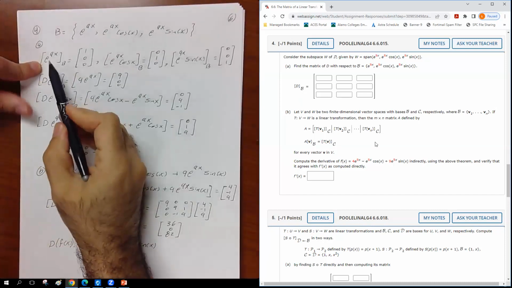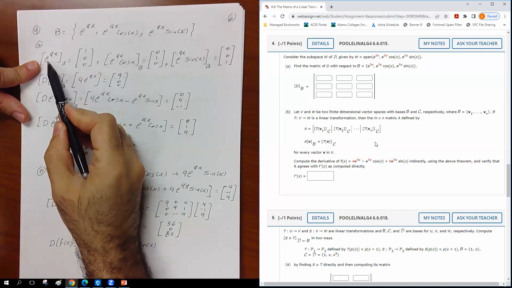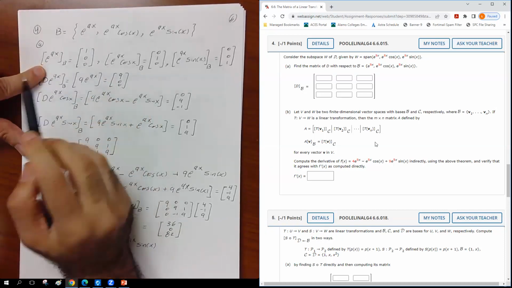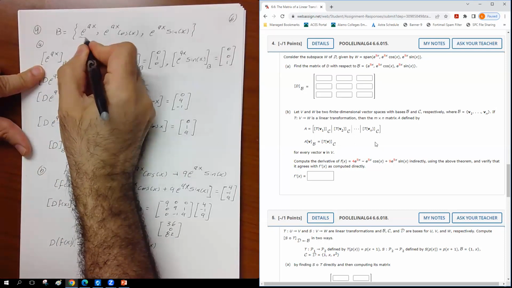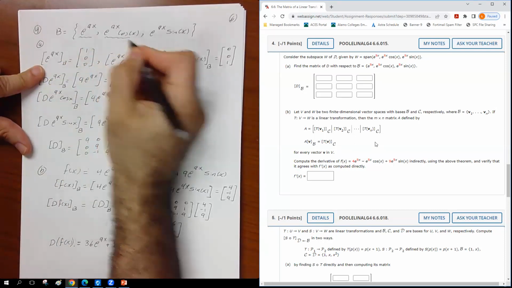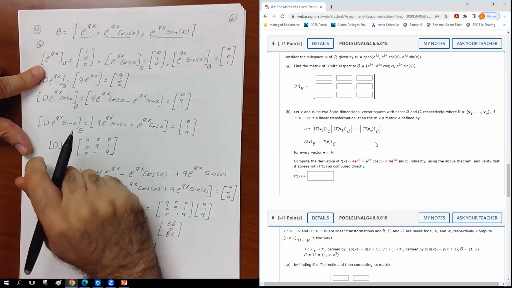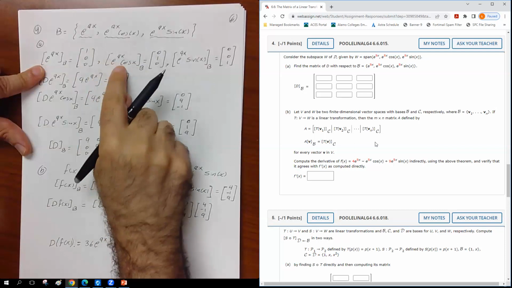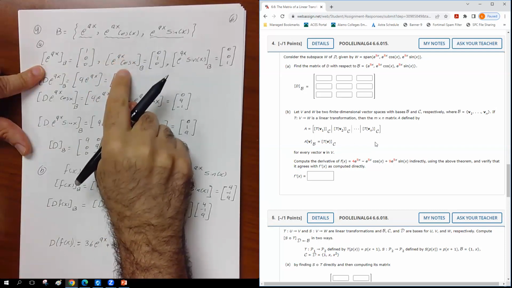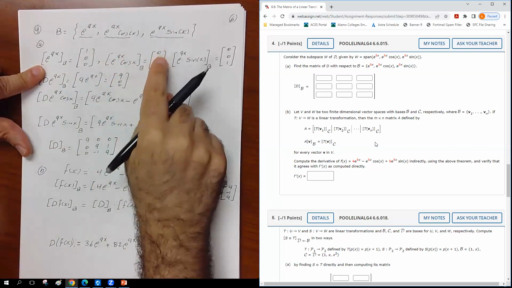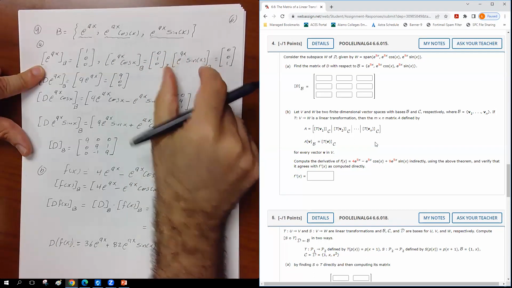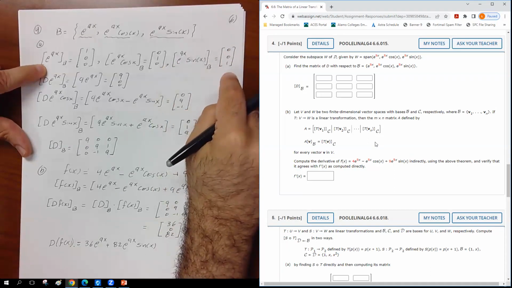So the matrix, the first column here with the base B, e to the 9x, is going to be equal. So here's the first coordinate, here's the second one, and here's the third one. Keep in your mind, that means it's going to be 1, 0, 0. e 9x cosine x, this one is going to be the second one, so it's going to be 0, 1, 0. e 9x sine x, this one, the third one, so it's going to be 0, 0, 1. This is with respect to the base B.